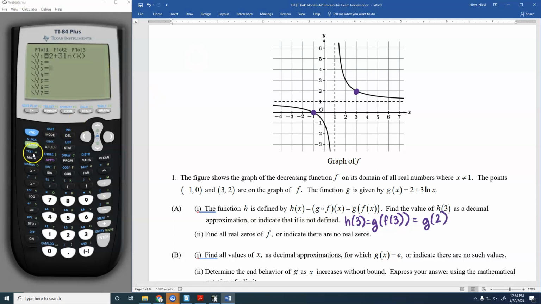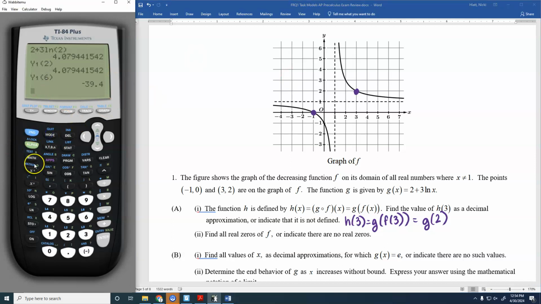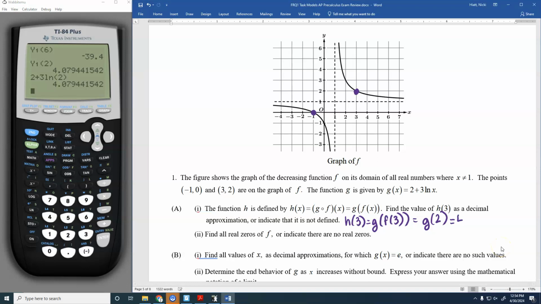And this one's really not that hard to find. You can do alpha trace y1 of 2, or you could just type in the number 2 plus 3 natural log of 2. Either one is going to give you 4.079. Notice again, I didn't write any of the work out for that. But I do want you to write the part I'm showing you right there.